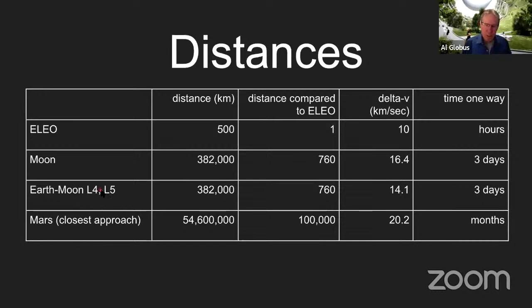Those are at lunar distances, okay? So they're the same distance, 382. It takes 3 days to get there. It takes a couple of hours to get to Leo. And Mars is absurd. It's 54 million kilometers away. It's 100,000, that's on a good day, okay? That's when it's close. Other times it's much further away. It's 100,000 times further away than equatorial low Earth orbit, which explains some things.